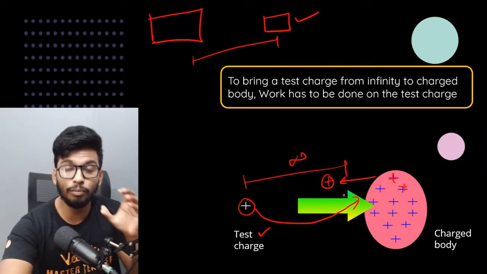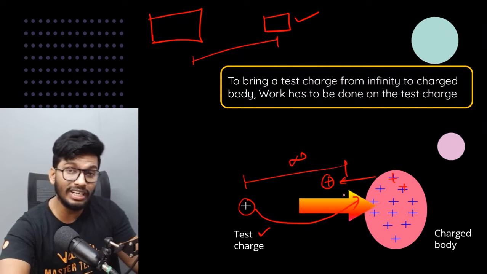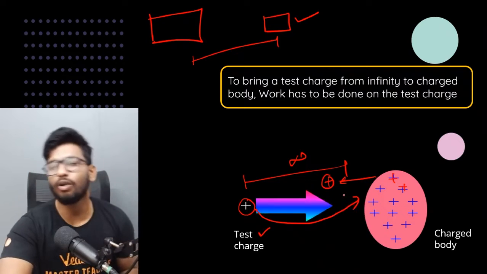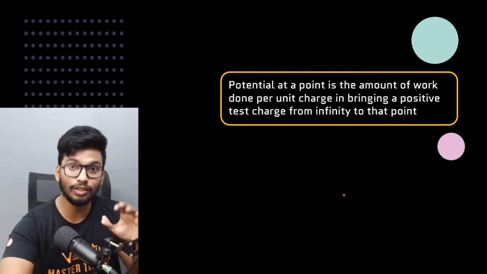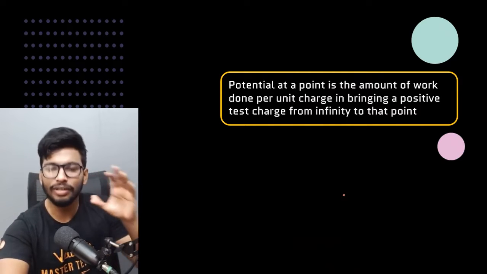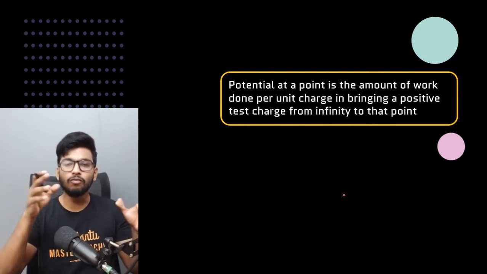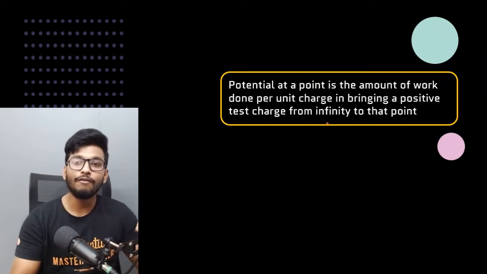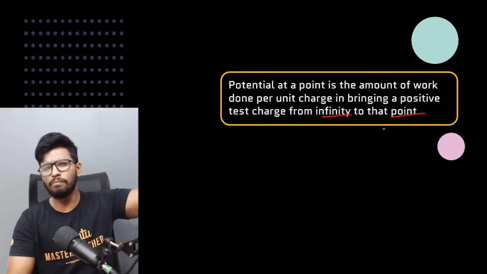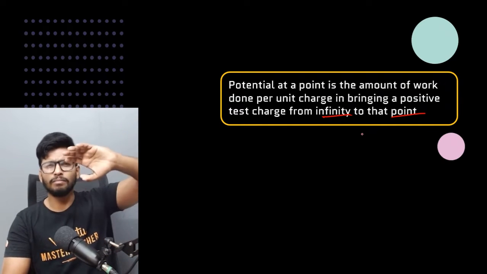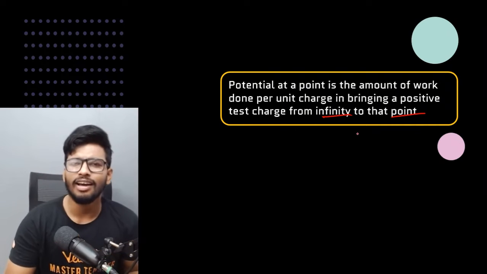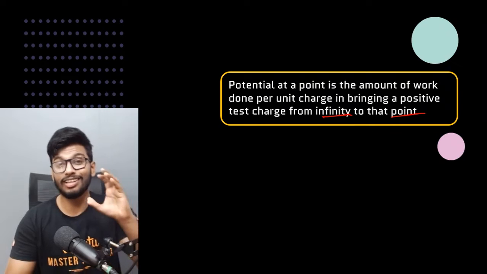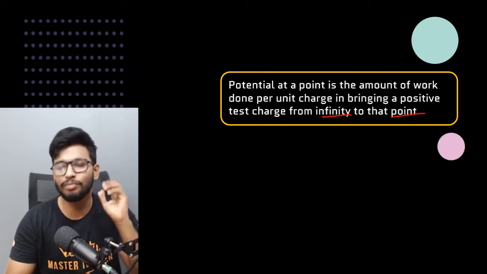This work done to bring a unit charge from infinity to a point is what is called electric potential. So potential, or electric potential, is nothing but the work done to bring a unit charge from infinity, from some very distant point, to a point. That is what is called electric potential.